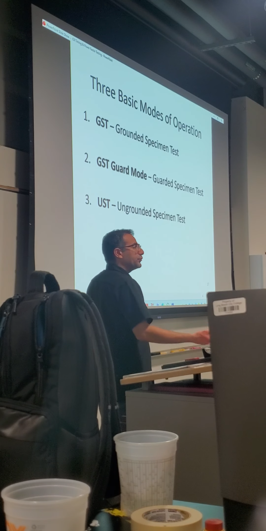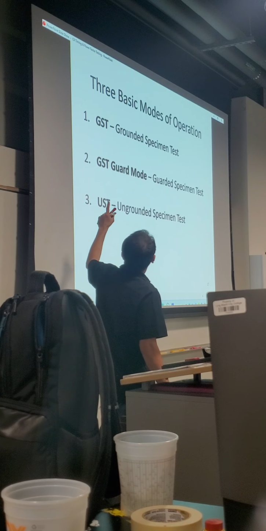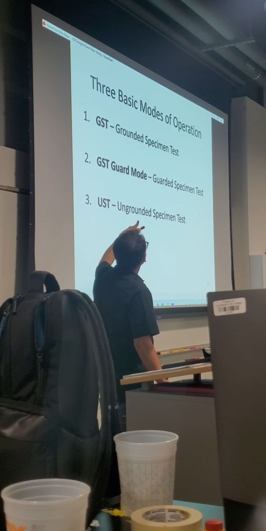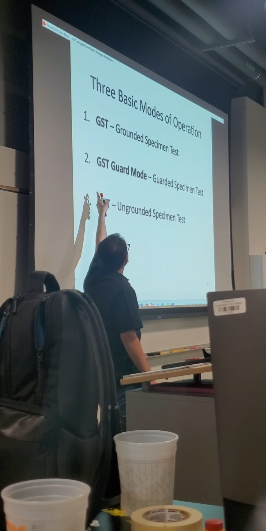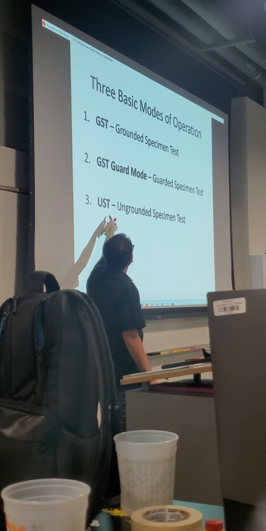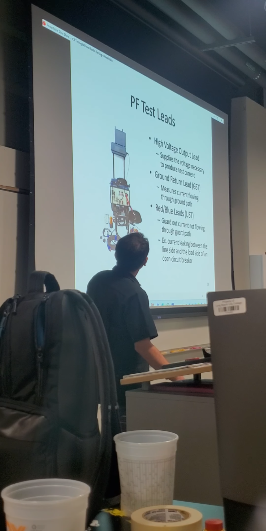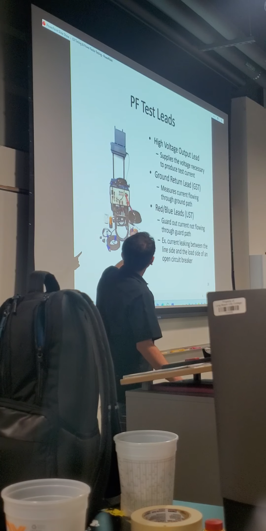The modes of operation, the modes of testing, they are divided in 3 categories. You have GST, grounded specimen test, GST guard mode. Here you have the test equipment guarded, and UST is ungrounded specimen test. So you're going to be getting 9 results, 3 modes for 3 phases. This is the test setup.